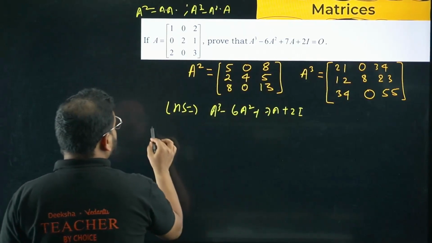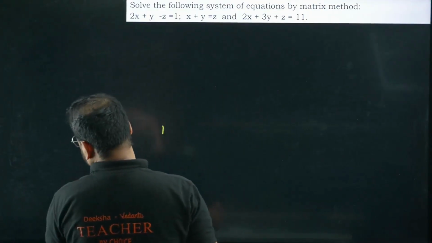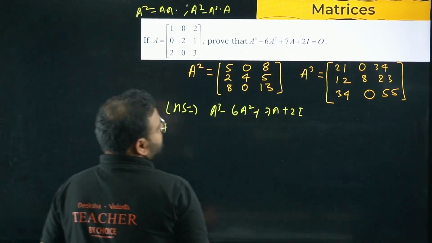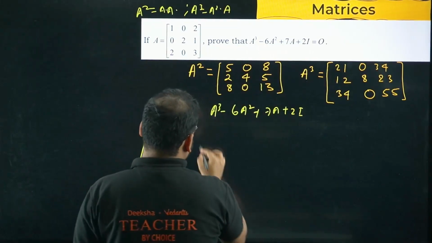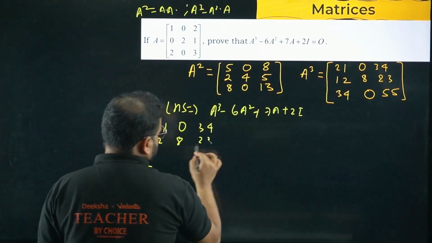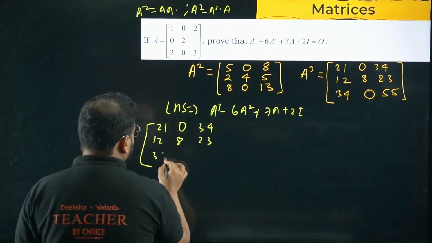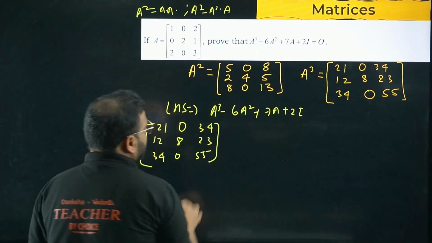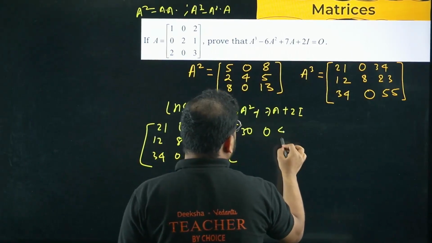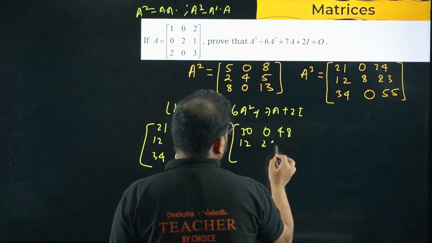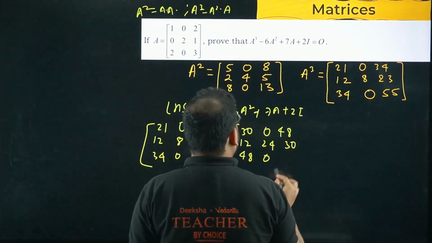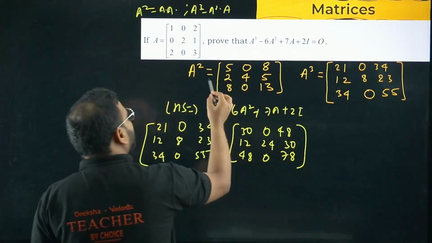Simply A cube. What I have? 21, 0, 34, 12, 8, 23, 34, 0, 55. And then we have 6 times of A square, so let's just do that. 6 into 5 is 30, 0, 48, 12, 24, 30, 48, 0, and 78. What I've done? Multiplying 6 to this part.